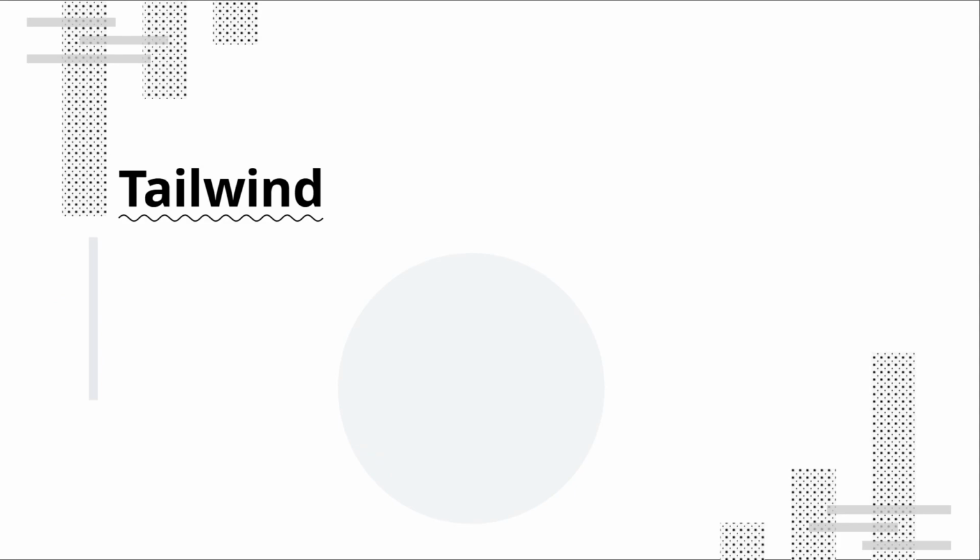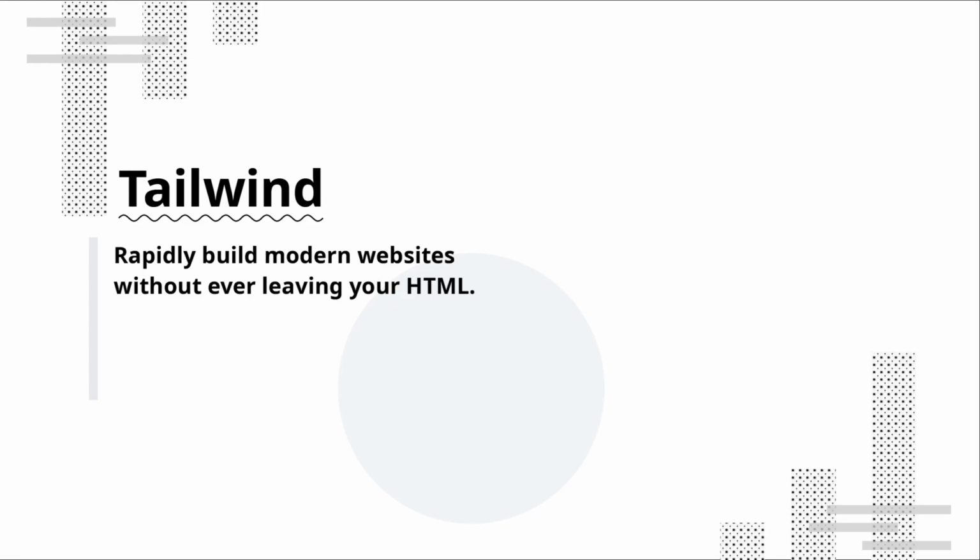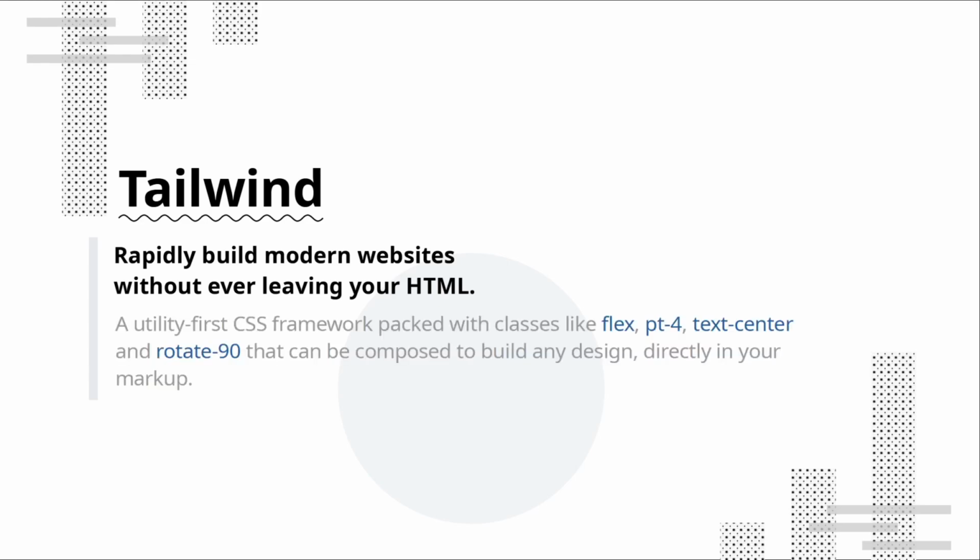When you first visit the Tailwind official website, you will be greeted with this. It shows you can rapidly build modern websites without ever leaving HTML. Sounds simple, right? Next part: a utility-first CSS framework. For me, I had no idea what it means, so it's okay, I'll explain it later. Because classes like flex, pt-4, text-center, and rotate-90 can be composed to build any design directly in your markup. When I first read this, I was like, whatever is a utility-first CSS framework. But it's fine, I'm here to explain all the things.